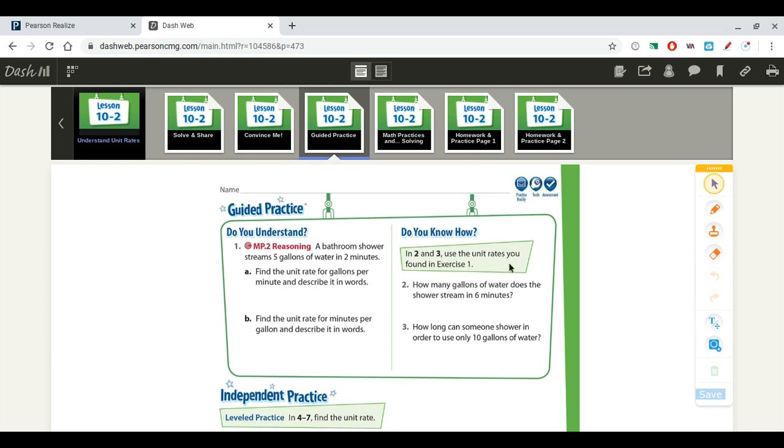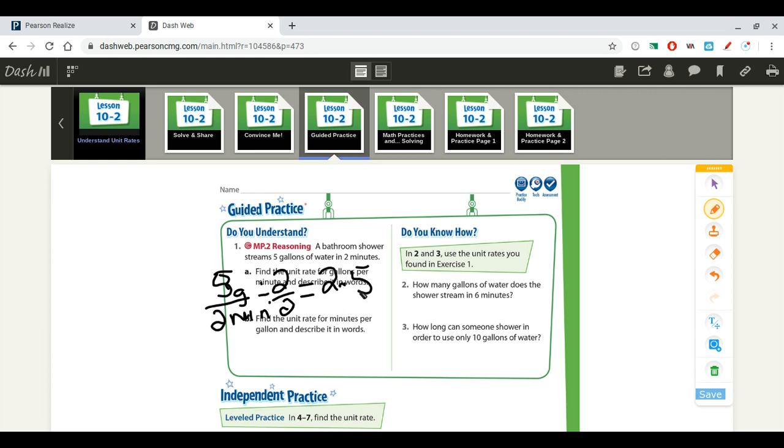When I do this, let's see where I can draw. Right there. Okay. So I'm going to take 5 gallons and divide it by 2 minutes. I divide both the numerator and the denominator by 2. And when I divide that by 2, 5 divided by 2 is going to be 2.5.